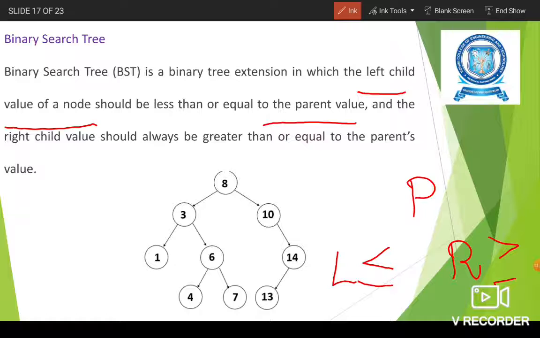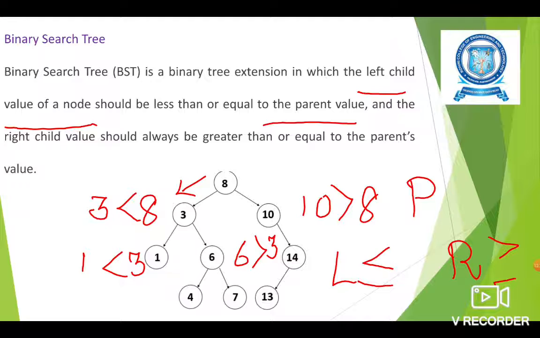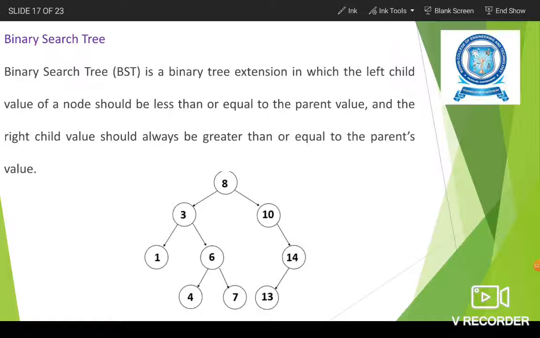See, we have the root node 8. In the left tree, its left child is 3. So 3 is less than 8. And its right child is 10. So 10 is greater than 8. For the node 3, its left child is 1. So 1 is less than 3 and its right child is 6. 6 is greater than 3. Okay, so this is the condition for binary search tree. For every node, its left child should be less than or equal to its parent and the right child should be greater than or equal to its parent. Okay.